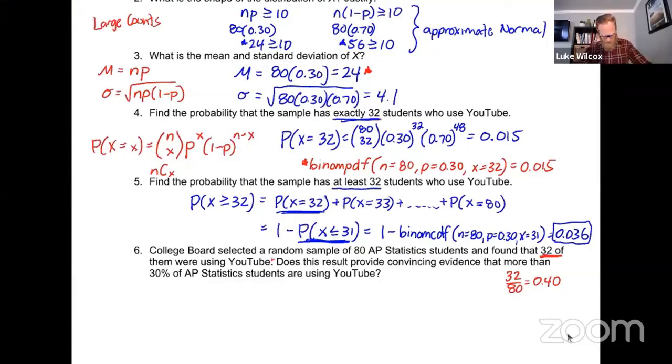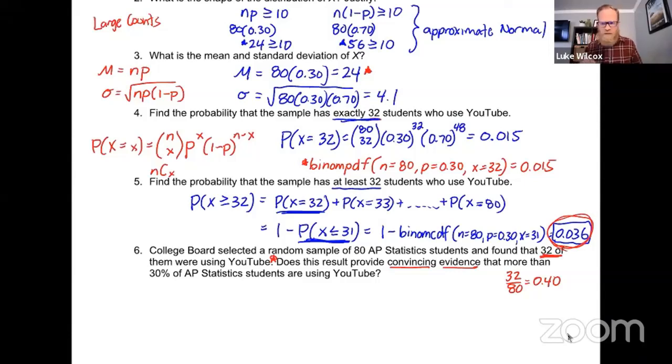So here's the question to answer now. It says, does this result provide convincing evidence that more than 30% of AP Stat students are using YouTube? Now, hopefully you're familiar with this language of convincing evidence, and I hope that it makes you think about inference, and specifically a significance test. And in order to come to a conclusion in a significance test, we need a p-value or a probability. And specifically, we need the probability of getting that result or more extreme, assuming some claim is true. Well, assuming that the original claim was true of 30%, this outcome of 32 or greater is not very likely. In fact, that's what we calculated in number 5. That only happens 3% of the time, 3.6% of the time, purely by chance.